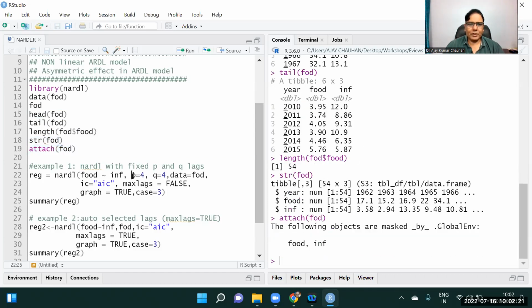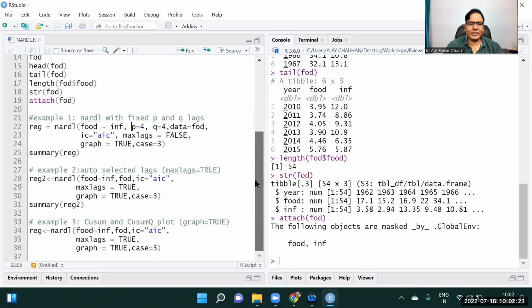Okay. Now there are 3 cases of the NARDL model I'm running. Example 1 is when your P and Q are similar. P is the number of AR terms and Q is the number of DL, the lagged variable of the independent variable. So in this case, I am running regression number 1.